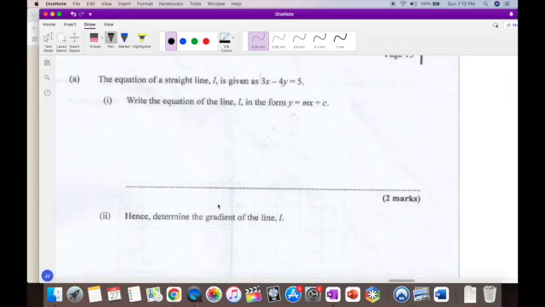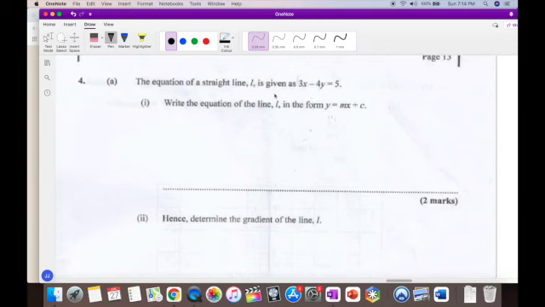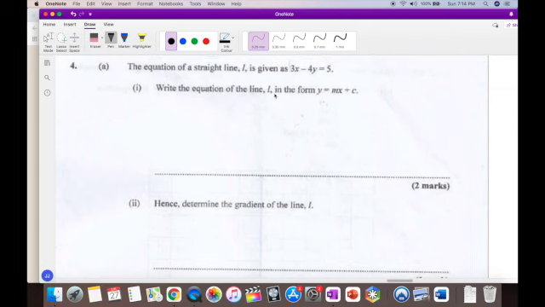The equation of a straight line is given by that. Well, the first thing I notice is it is not in the form y equals mx plus c. And this is the thing, I have all of the things on my cheat sheet in my mind. The minute I see the equation of a line, I am thinking about all of the stuff on my cheat sheet that I should remember.